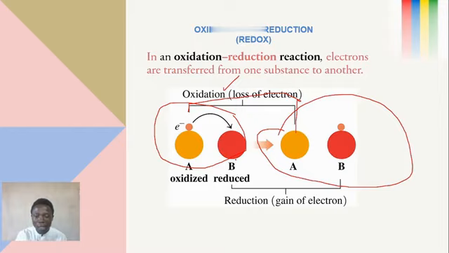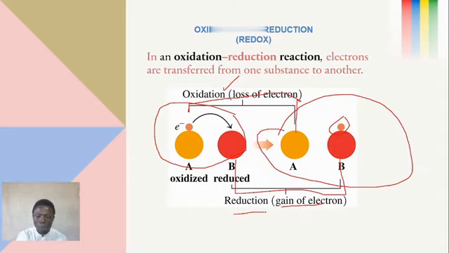So that is why you can see from here like this. So there is what? An acceptance of electron. So B has gained an electron and A has what? Loss. There's loss of electron. Are we together? So because B has gained an electron, we say the process of gaining that electron is known as reduction.